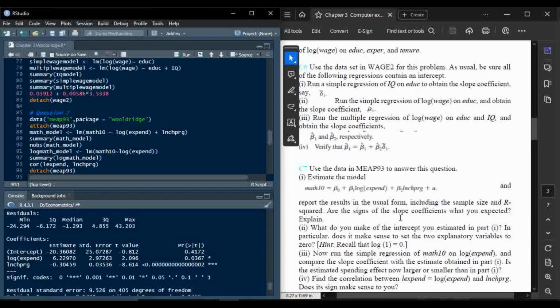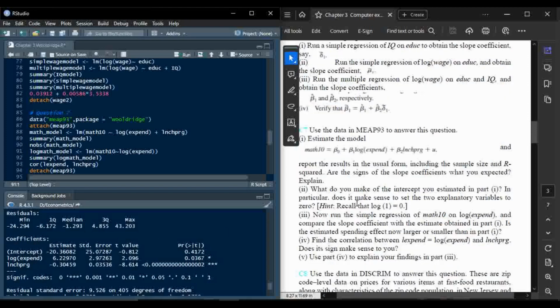Okay, so are the signs of the slope coefficients what you expected? The signs of the estimated slopes imply that more spending, since the coefficient on log expend is positive, increases the pass rate holding lunch program fixed, and a higher poverty rate, which is being proxied by lunch program, decreases the pass rate holding spending fixed. So these are what we expect obviously.